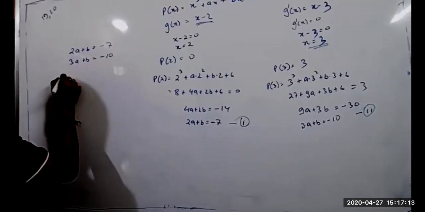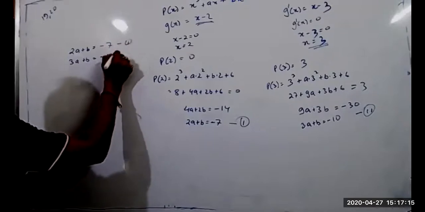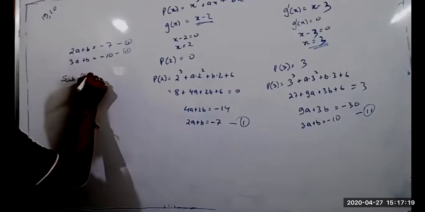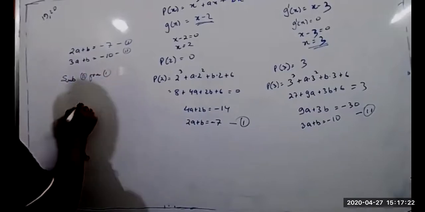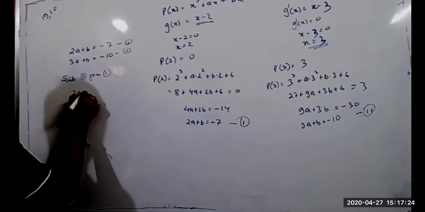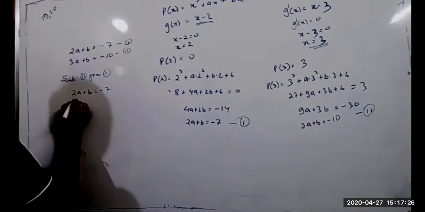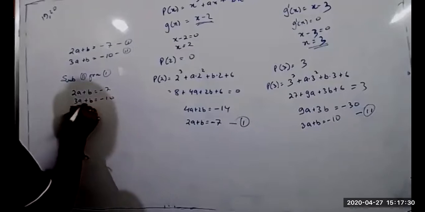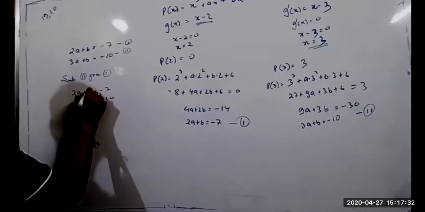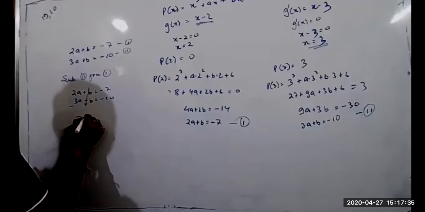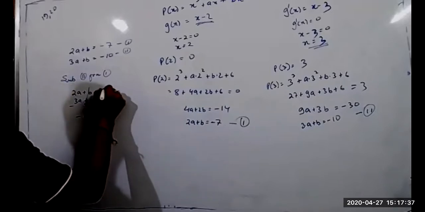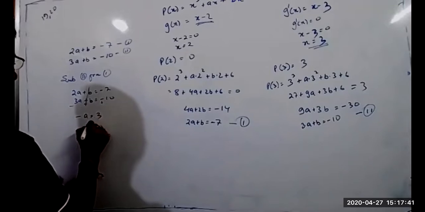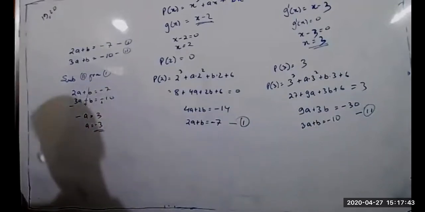So subtracting 2 from 1, what will it be? 2a plus b equals minus 7, 3a plus b equals minus 10. Sign changes, b is gone. Minus a equals, what will it be? 3. So a equals minus 3. Is this the answer? Yes, minus 3.